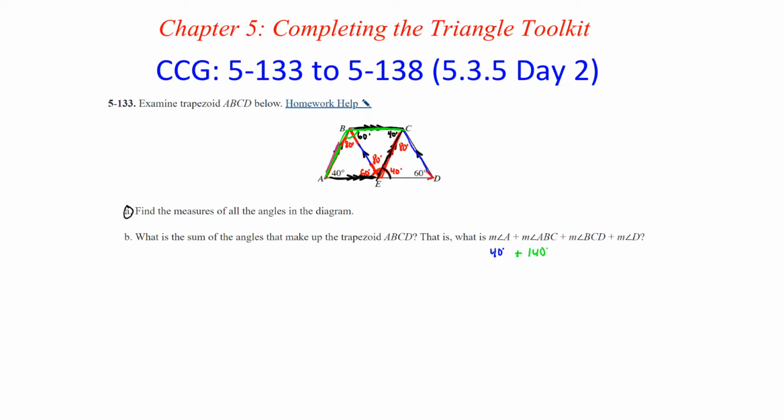BCD, so that's this angle, it's 120, plus angle D down here, and that would be 60. So if we add all of those up, you're going to get 180, that's going to be 300 plus 60 is 360 degrees for the sum of the angles of a trapezoid.